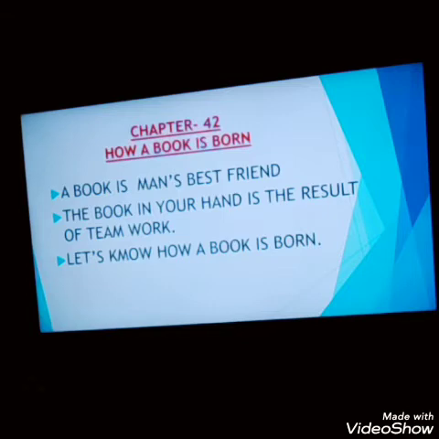There is a person who writes, there is a person who prints, there is a person who types, there is a person who does the correction in the books, there is a person who assembles the pages, there is a person who binds the book, there is a person who sells the book. So there are many steps through which a book is born. Let's know about it.